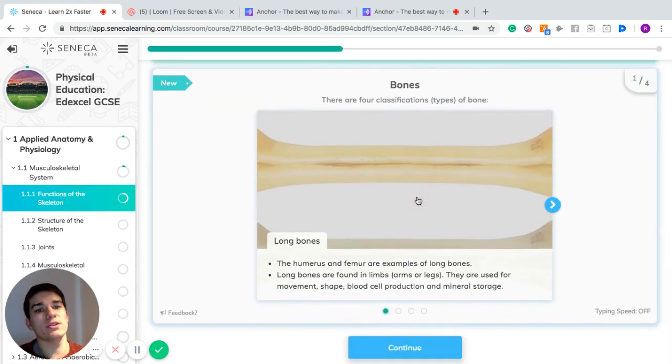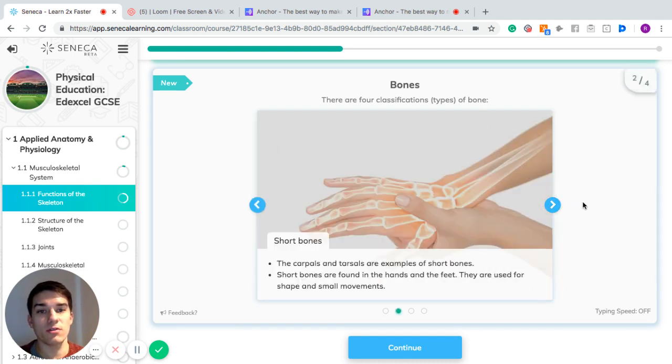Now there are 4 different types of bone. The first one is your long bone. So the humerus and the femur are good examples of long bones. And they're normally found in the limbs, and they're used a lot for movement, shape, blood cell production, and mineral storage.